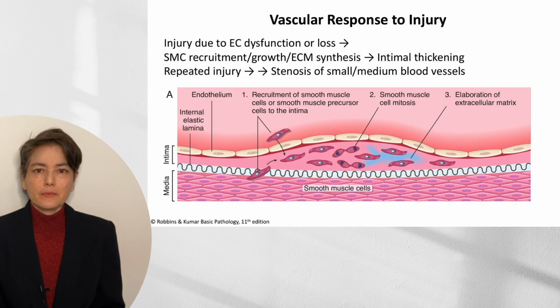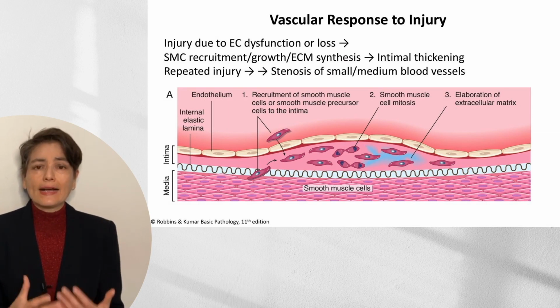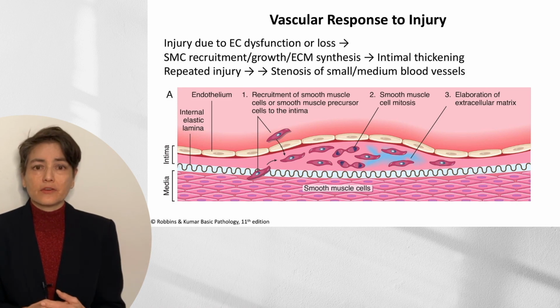atherosclerosis. So the next thing we need to think about is the stereotypical vascular response to injury, okay? Because this too will be key to understanding atherosclerosis. So when you have injury to a vessel, perhaps due to endothelial cell dysfunction or loss, and I'll discuss endothelial cell dysfunction in a moment, what will happen is you will end up with smooth muscle cell recruitment and growth, as well as synthesis of extracellular matrix. And this is going to lead to intimal thickening.